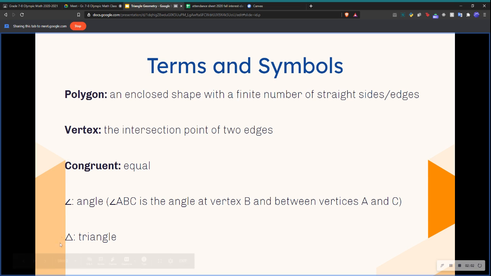Right? Now the last two are some symbols. This symbol right here, like two edges connected together, is just to represent an angle. And the way you interpret this, say you have angle ABC. I'm just going to refer to the symbol as angle. So angle ABC is the angle at vertex B, so the point B, and that's between vertices A and C. And I can show you an example of that.